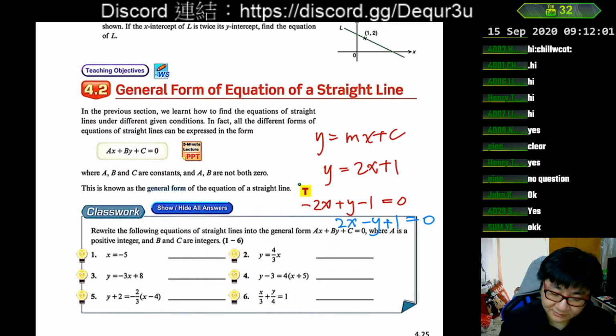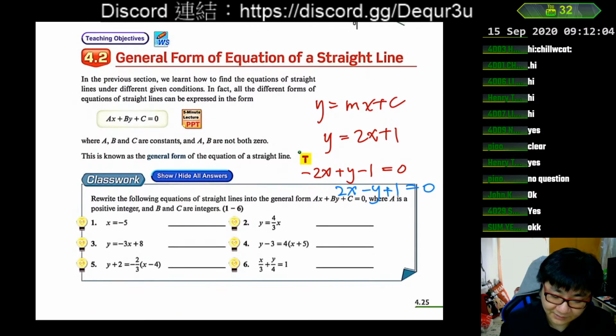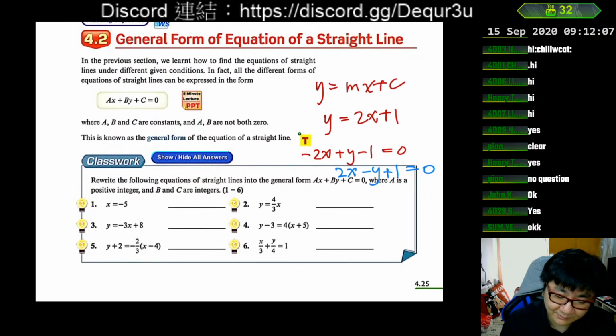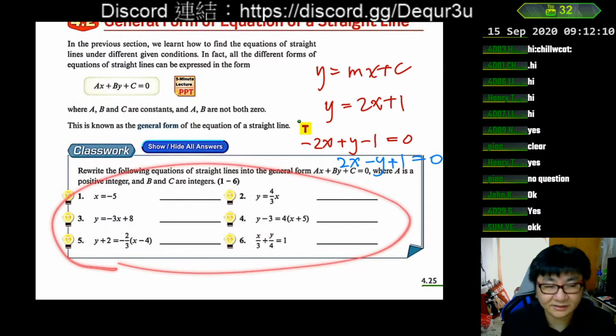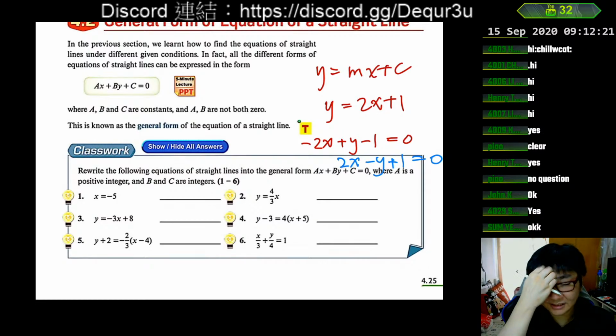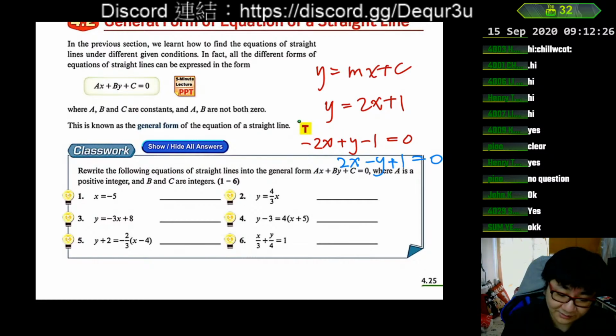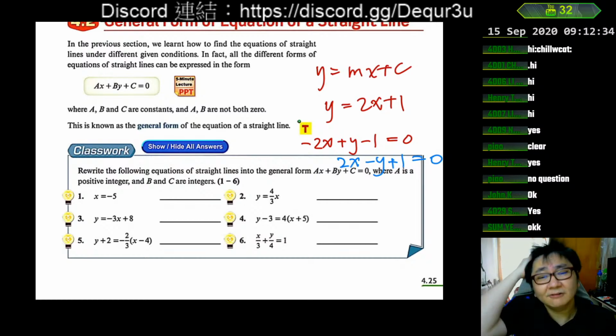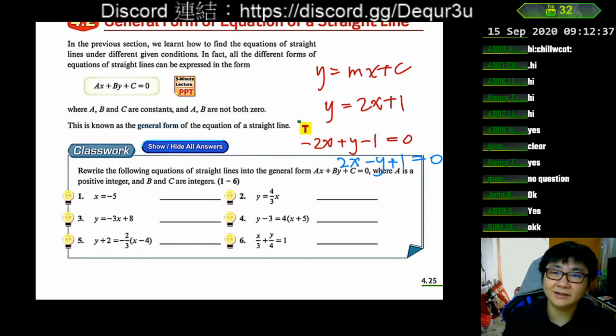Therefore, we can try a few of the classwork. Let's take about 2 minutes and try to rewrite all these into general form. Next, we will talk about how we can read information. When it is y-subject form, we can read the slope and the y-intercept. What about if it is general form? Can we read some information as well? First we do this classwork to rewrite into general form. We will finish at 9:15, according to the live clock here. So we try to rewrite it.